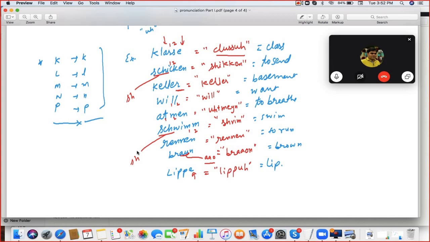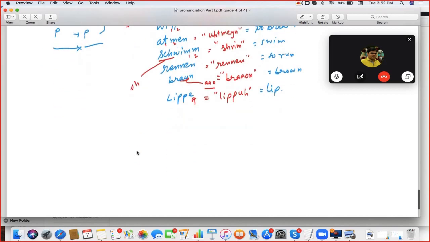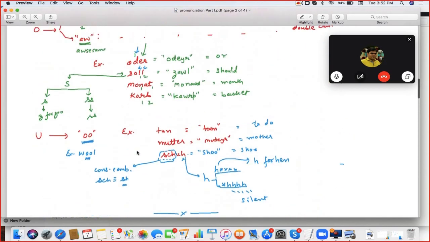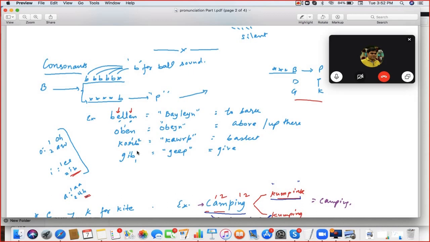K, L, M, N, P. Till P we have done. So now you do one thing: revise the consonants from B till P first for 5 minutes. Then we'll discuss again from the top. Are you able to understand everything? Yeah, perfectly fine.